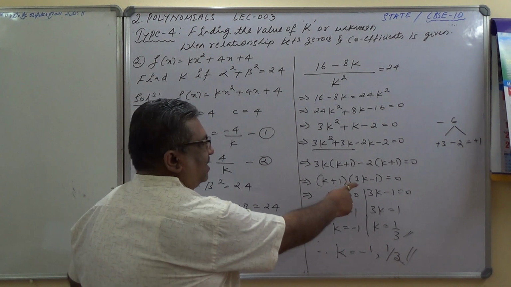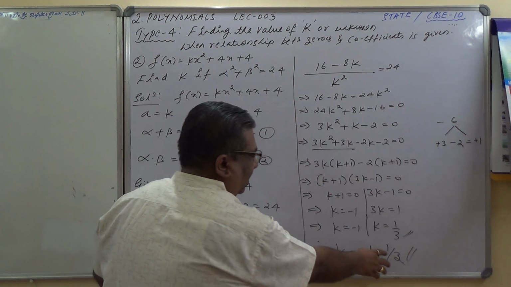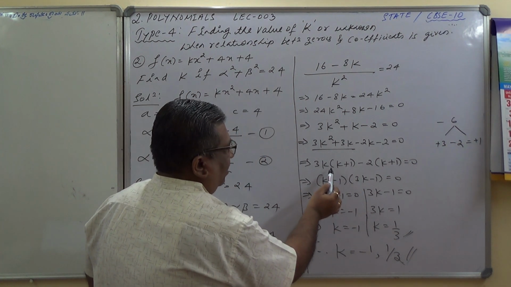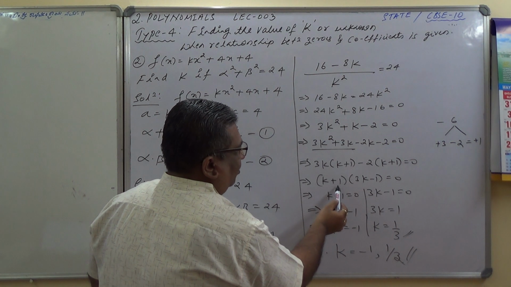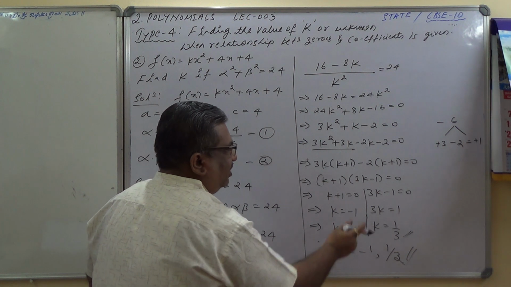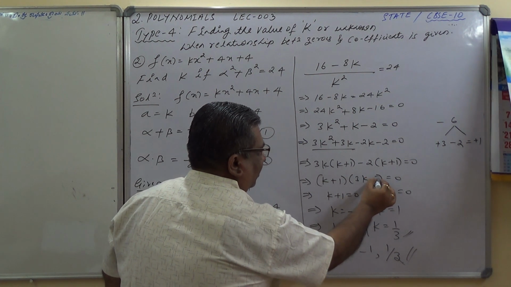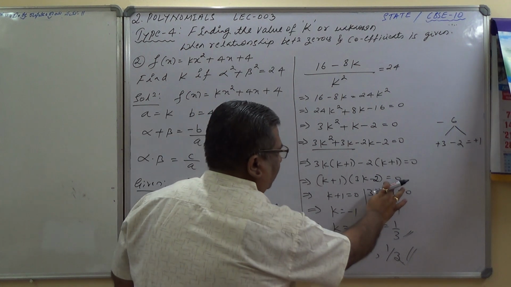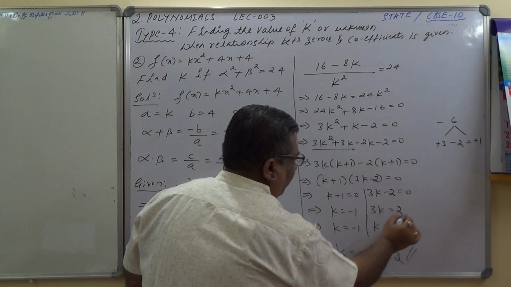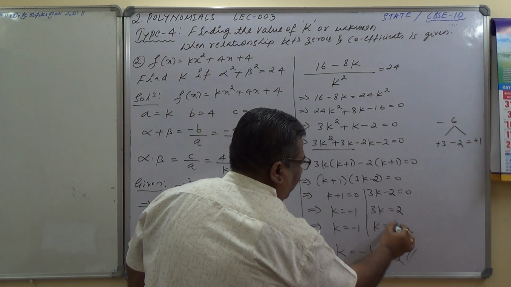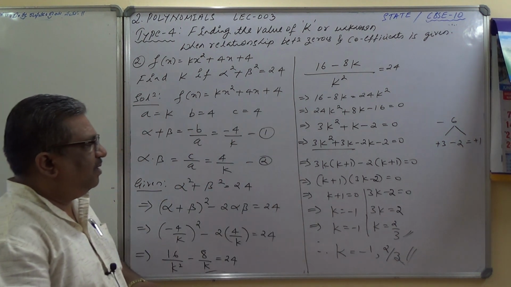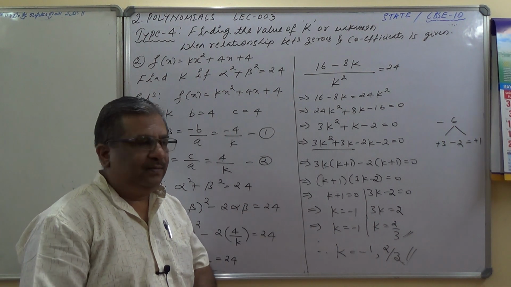Dear students, one mistake is done here. I'll correct it. I should get 2 by 3 here. What is the mistake we have realized here? See here, common is k plus 1. If I take k plus 1 common, 3k minus 2 is remaining, which I have written as minus 1. So I am changing it to minus 2. Therefore this equals 2, and therefore k is 2 by 3. Okay, fine. I think now it is correct. Please note it down.